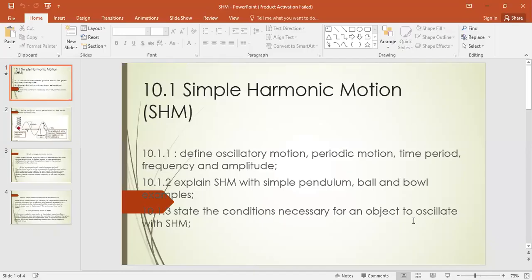Okay, now, so you have seen a video related to that. I hope that is very clear to you. What is a simple harmonic motion? So the SLO we are covering today is to define oscillatory motion, periodic motion, and time period, frequency, and amplitude. Explain simple harmonic motion with simple pendulum, ball, and bowl examples. State the condition necessary for an object to oscillate with simple harmonic motion.